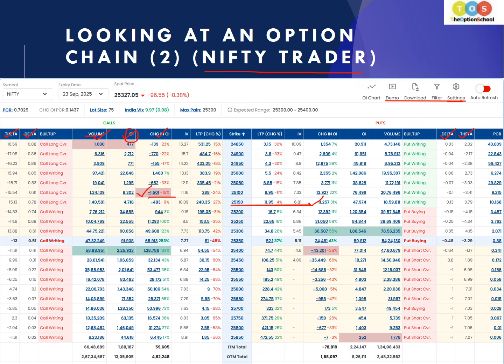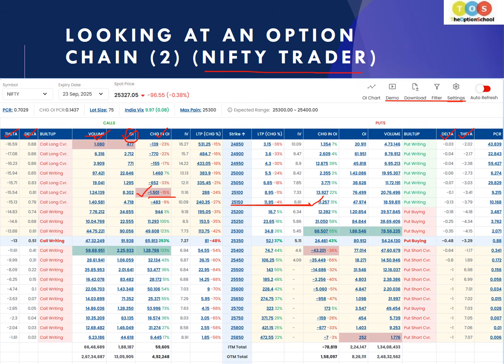What does the volume tell us? The volume basically translates into the number of shares. Just as we know, Nifty's one lot has 75 shares. So this can accordingly be converted into the number of shares present on that particular strike. This also tells us about the liquidity of that particular strike.